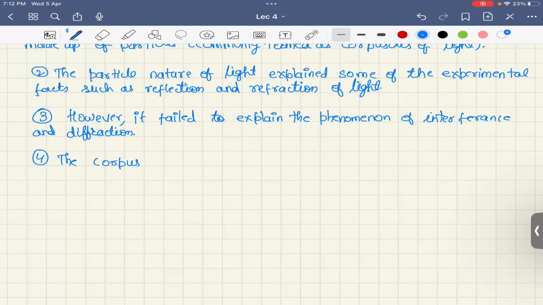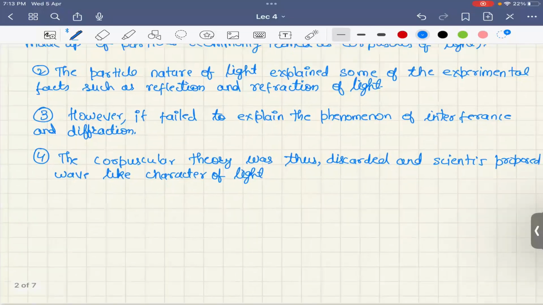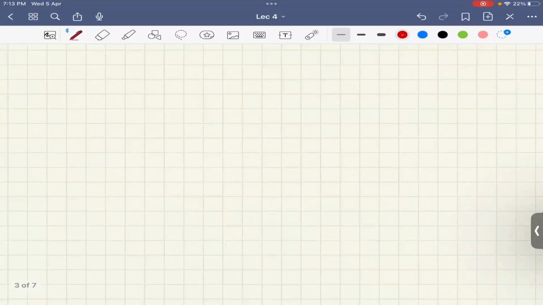The corpuscular theory was thus discarded, and scientists proposed the wave-like character of light, right? So now let us understand about the wave motion.